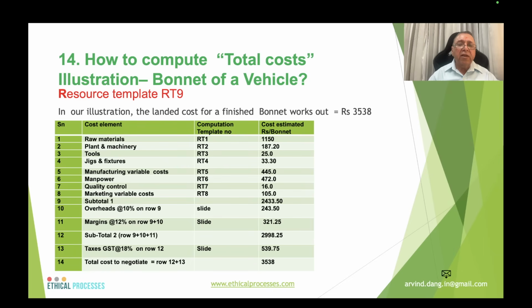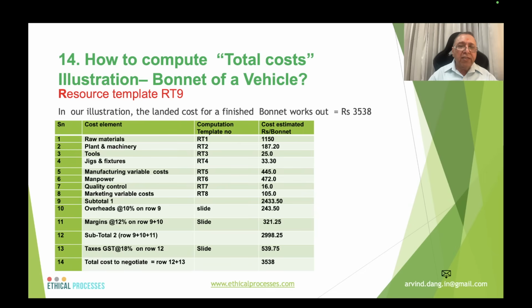Now, this is a final summary of all the costs which I have shared in my previous slides. Like raw material costs, this is shown in the last column. This table has 4 columns: serial number, cost element, computation, template number, and the cost. Like raw materials, if you recall, it was 1150 rupees. Plant and machinery is 187.20. Tools is 25 rupees. Jigs and fixtures is 33.30. Manufacturing variable cost is 445. Manpower cost is 472. Quality control cost is 16. Marketing variable cost is 105. And the subtotal, which is the manufacturing cost, works out to 2433.50.